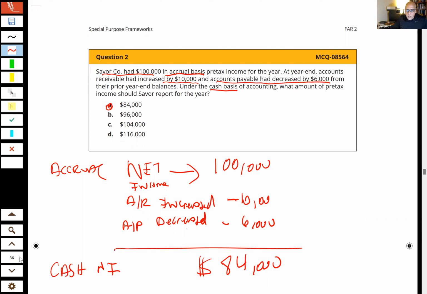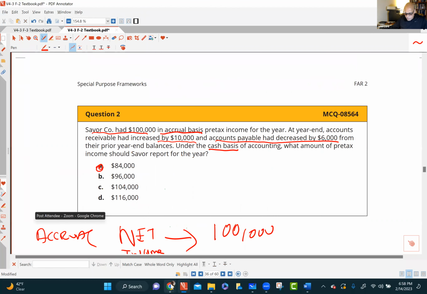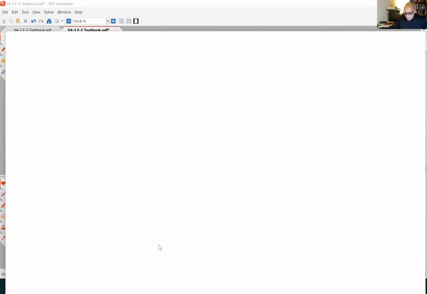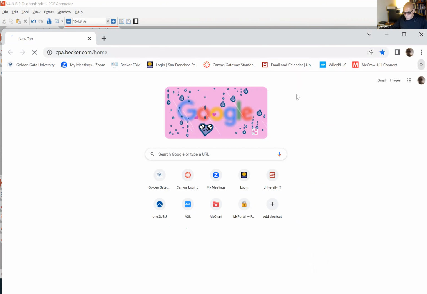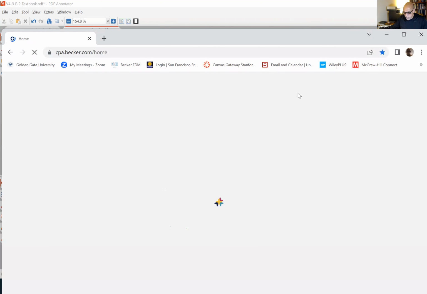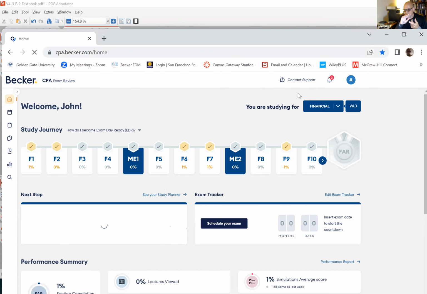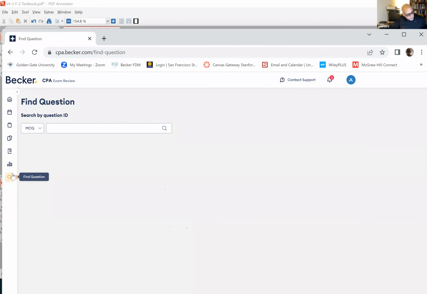Hopefully I won't lose my camera. What I want to do is go back to our homework and practice with one more, because we've seen what? We've seen one that does net income, cash to accrual, net income, accrual to cash. We've seen revenue. We haven't seen expense yet, right? So let's go ahead and practice with an expense one. And the question that I want to look at.